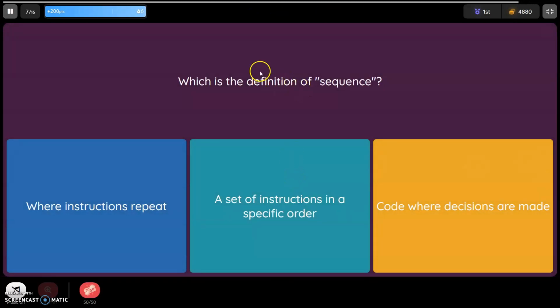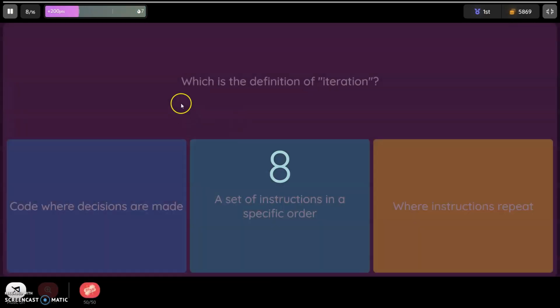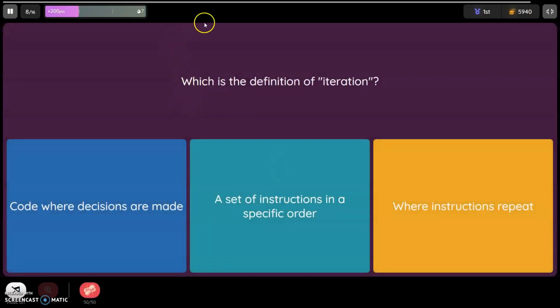Which is the definition of sequence? A set of instructions in a specific order. This one. Okay. What is the definition of iteration? Repetition, not code where decisions are made or a set of instructions. As I said, wherever you see repeat, you know it's iteration.